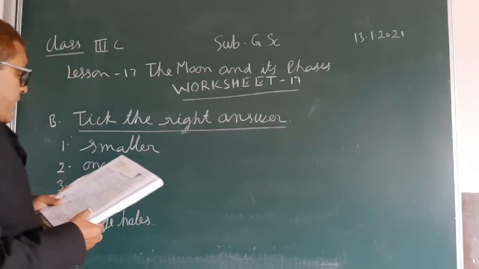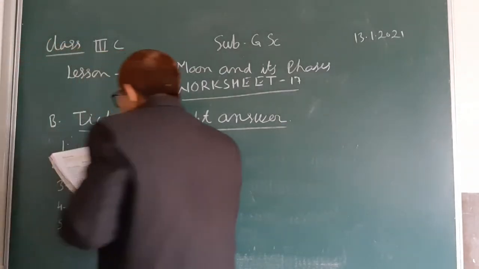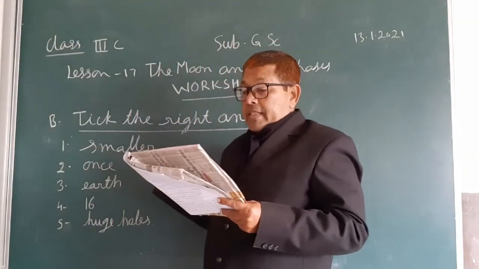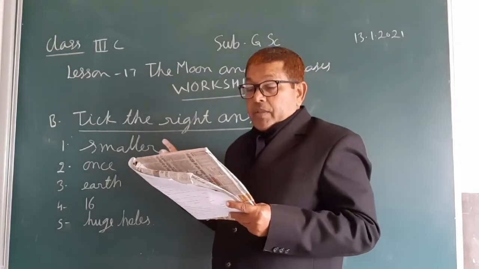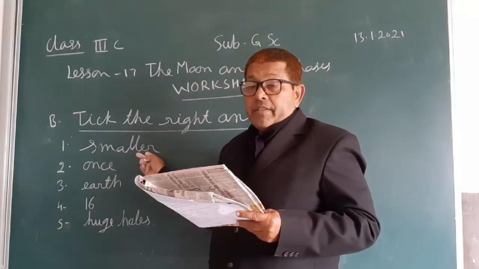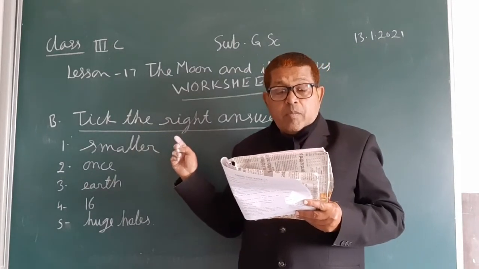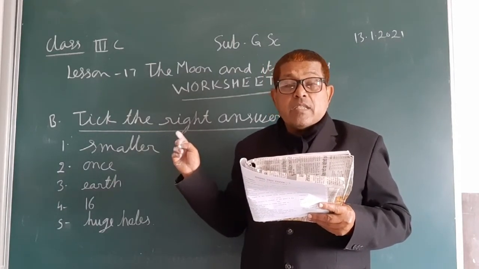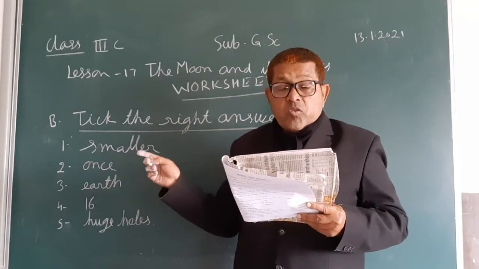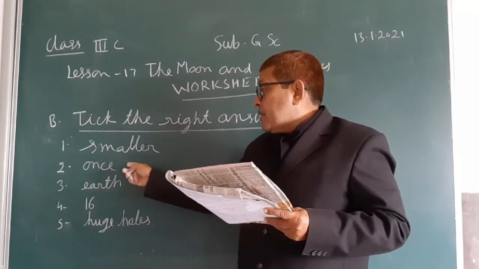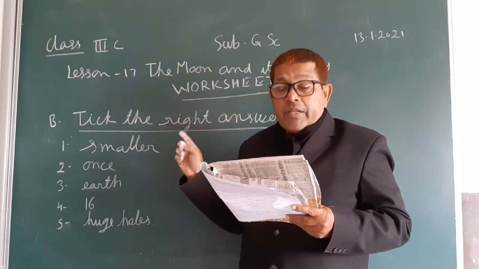So once again we can see, tick the right answer. So first, the moon is smaller or bigger than the earth. So the moon is smaller than the earth. Now second, we see full moon once or twice a month. So here we see full moon once a month.